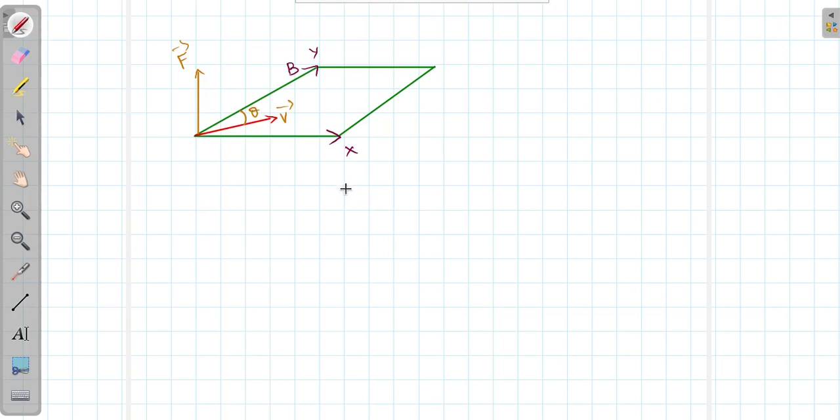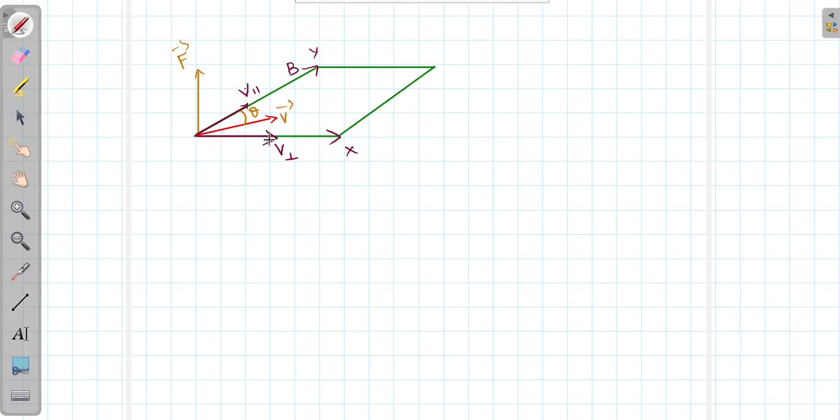Now what we are going to do now? We are going to resolve the velocity vector into components. When you resolve this velocity vector, you will get horizontal and vertical components. Horizontal component in the x-axis and vertical component in the y-axis. So this one is V perpendicular and this one is V parallel.